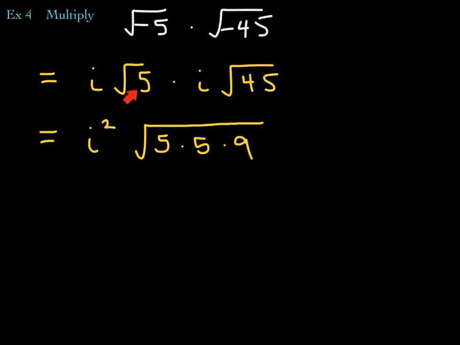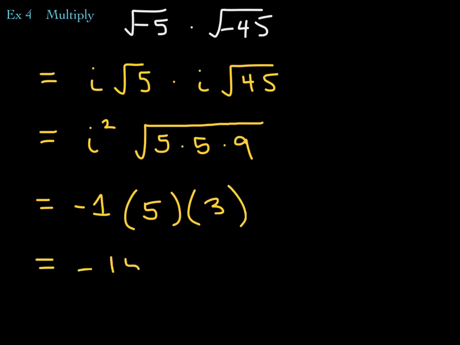This 5 right here is that 5. And then 45 I wrote as 5 times 9. So, don't forget that in the very beginning of our lesson, we said i squared is equal to what? Negative 1. So we have negative 1 on the outside times, now do you see that this is the square root of 25? The square root of 5 times 5 is the square root of 25, which is just 5. And then do you also see that the square root of 9 is 3? So then our final answer is negative 15.